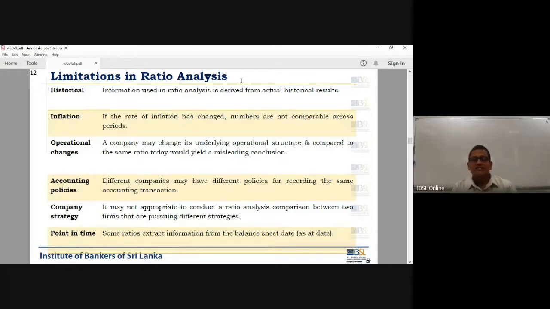And finally, the ratios extract information from the balance sheet date, a particular date. It will show the position on that particular date. Actually, ratio analysis will not show what happened during the year. For example, the liquid asset ratio is calculated based on a particular date. It won't show what happened to the bank's liquid assets during the month. Sometimes a bank may keep very low liquid assets during the month, but at the end of the month they may maintain the minimum requirements. So it's showing only a point in time. So these are the limitations in ratio analysis.